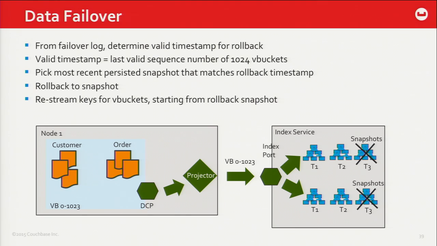So here, the index service has 3 snapshots, T1, T2, and T3, and assuming T3 is the latest snapshot, but it says, hey, my rollback snapshot actually only matches T2. So it will pick T2 and roll back the index based on that version.